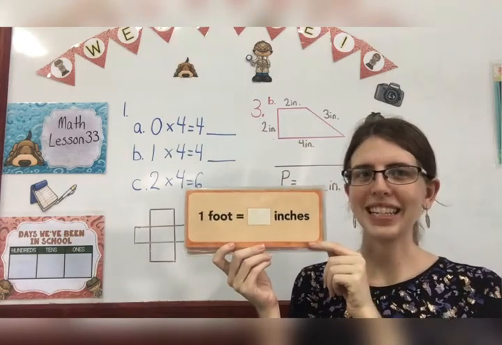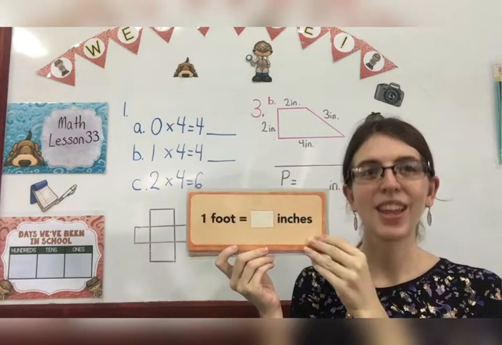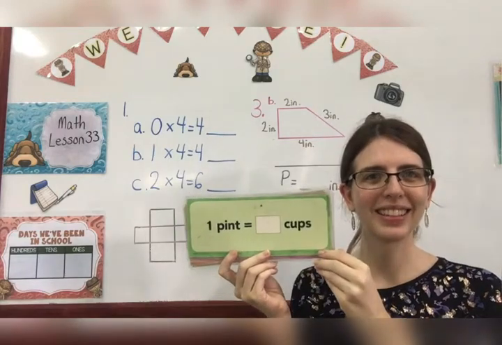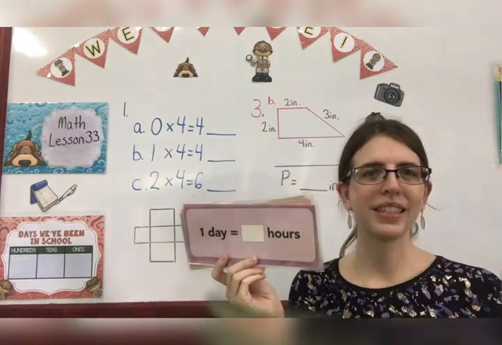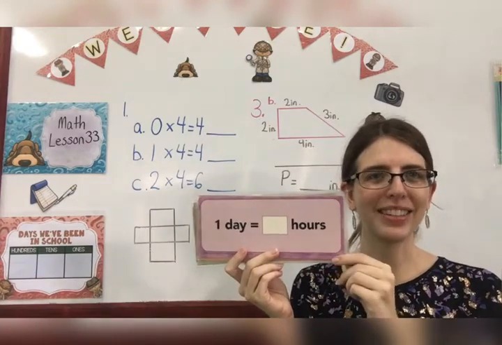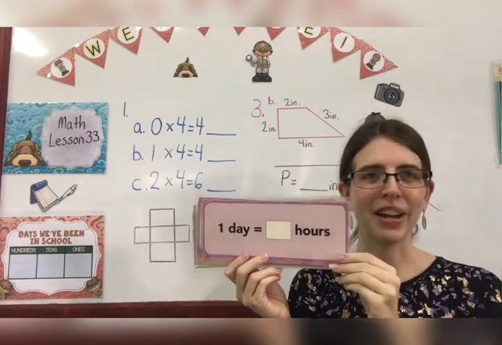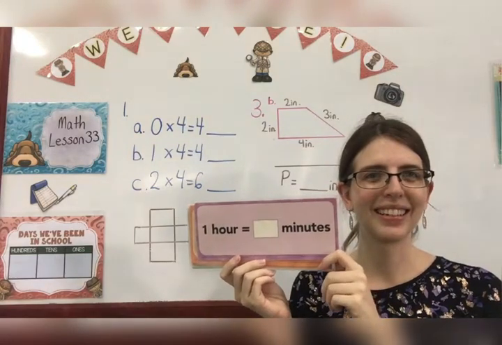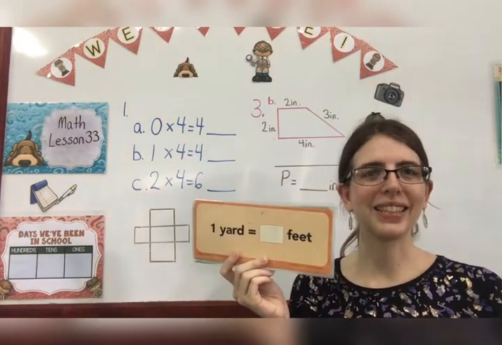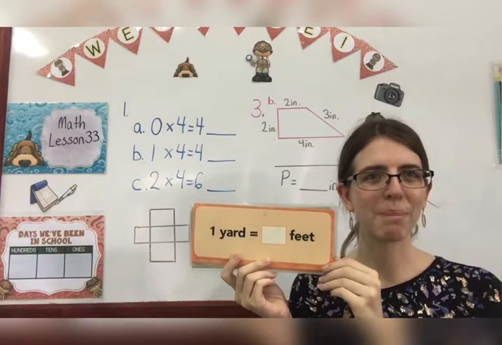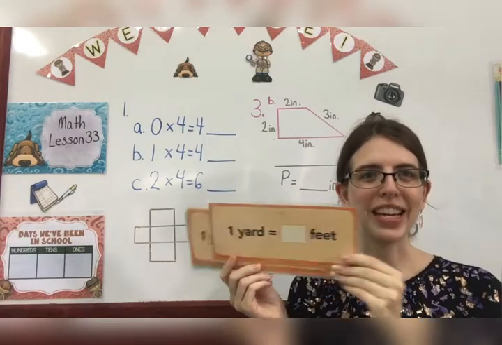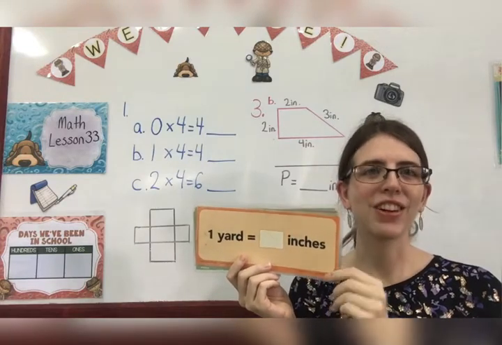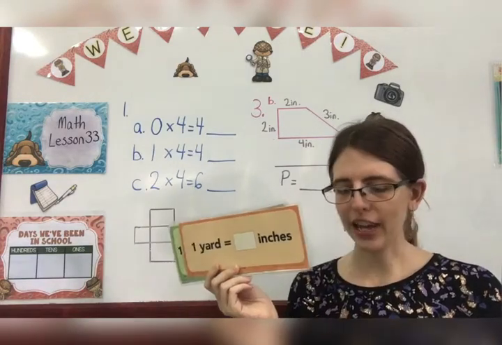1 foot equals 12 inches. 1 pint equals 2 cups. 1 day equals 24 hours. 1 hour equals 60 minutes. 1 yard equals 3 feet. 1 yard equals 36 inches. Okay, these are important.